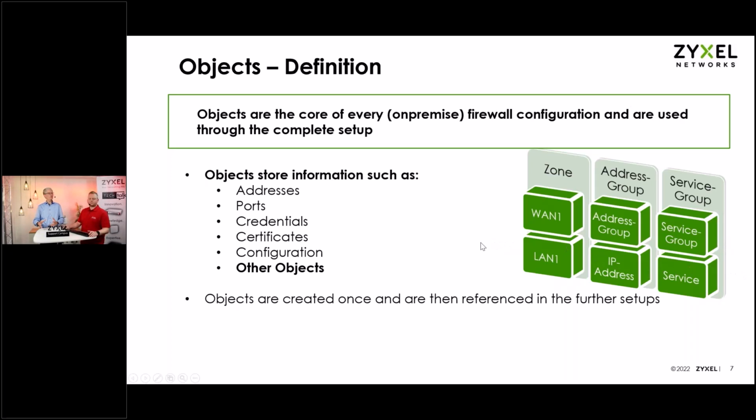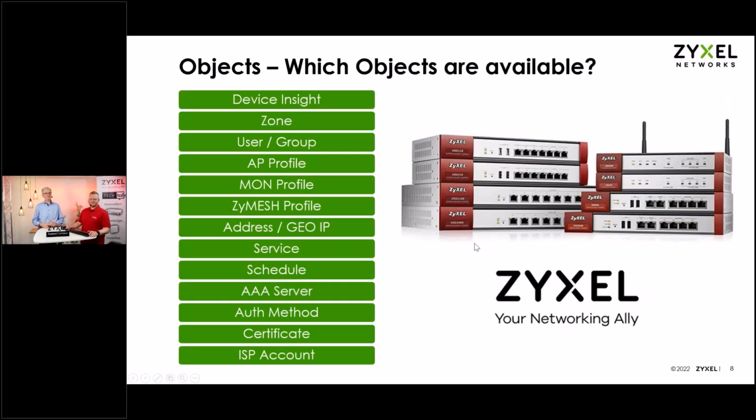Good. Now we have talked about so many objects and types and what information can be stored. So what objects do we have available? Yep. So this here is the full list of available objects in our devices. And I will just quickly run through the list. In the later presentation, I will, of course, show every object type, how to configure it, and will explain a little bit about it. Okay.